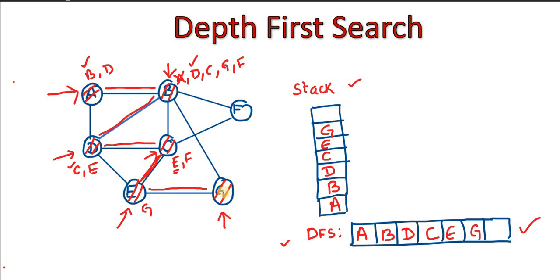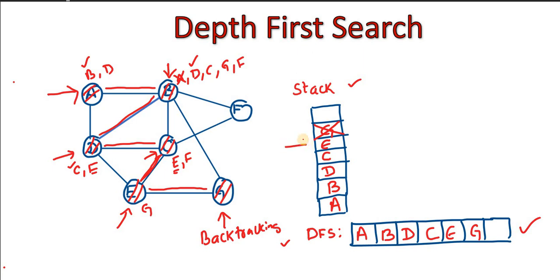That means at this point you cannot move further. And whenever you reach a point from which there is no chance of moving forward, then you have to use a concept called backtracking. What is it? Backtracking. That means you have to perform the pop operation.